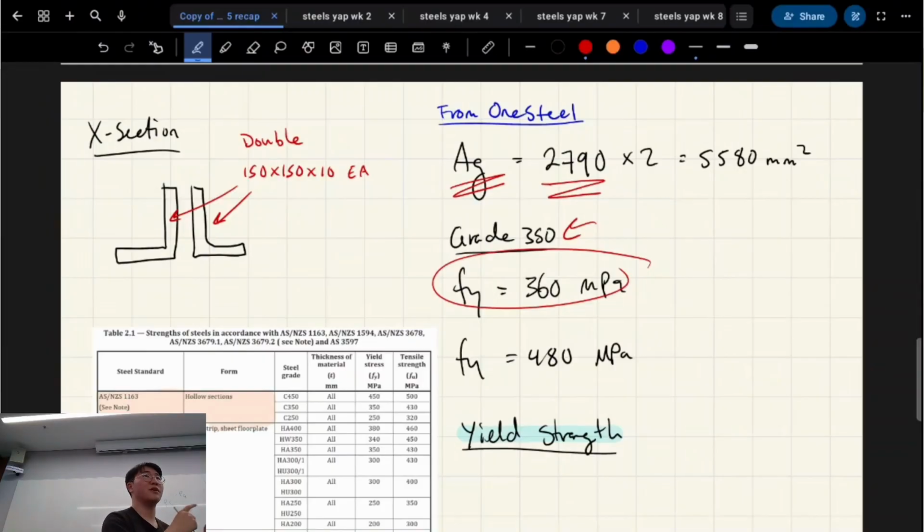Oh, this question didn't require initial sizing. So initial sizing is only when you're not given what the section should be. Yeah, so this was given in the question. So if you don't have to do initial sizing, you choose whatever sizing they give you.